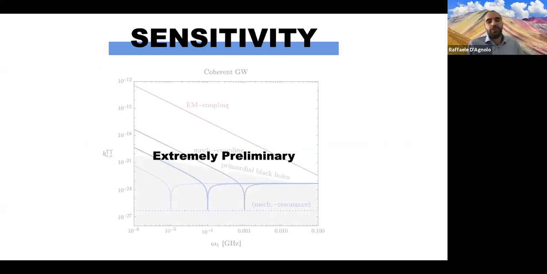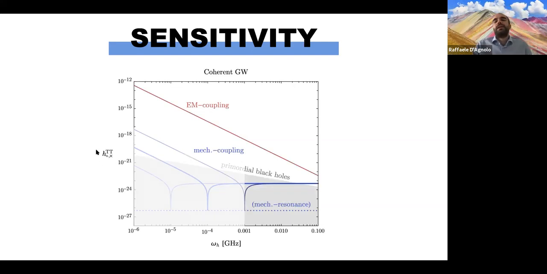And now I'm going to show you some sensitivity of this heterodyne setup, which, however, is very preliminary. So you shouldn't hold it against me if it changes a little bit before we publish the paper. However, it's going to give you an idea of what this setup can do. So in red, I'm showing you the signal only from the electromagnetic coupling. So a graviton coming in an electromagnetic background and generating another electromagnetic field.